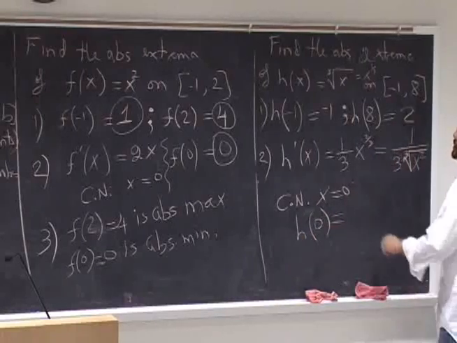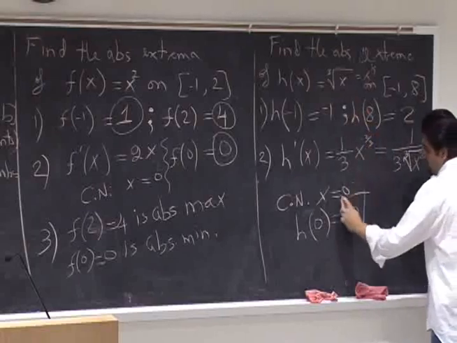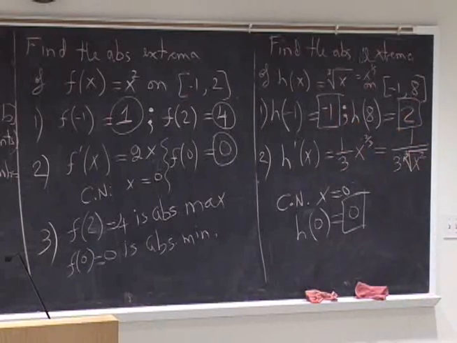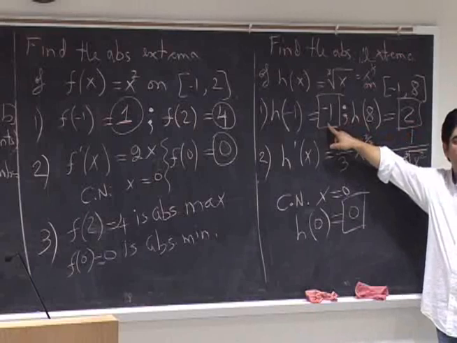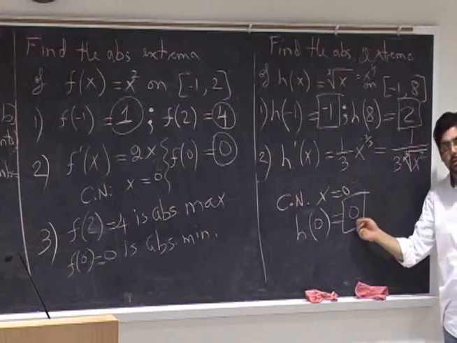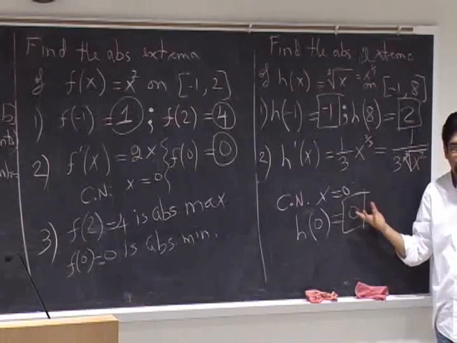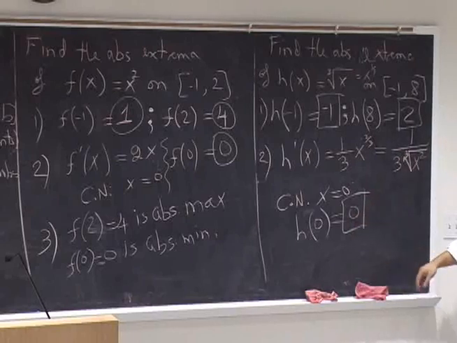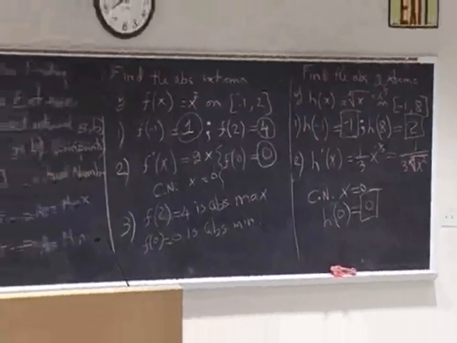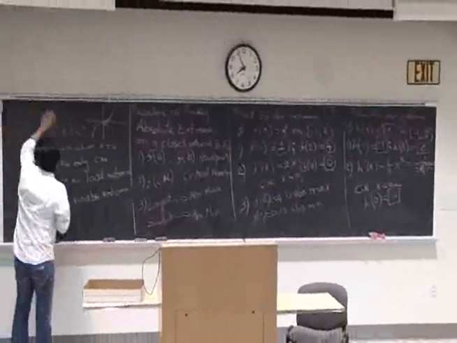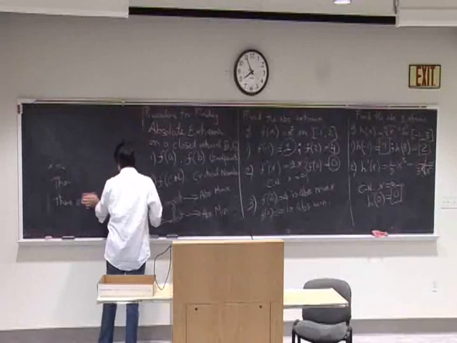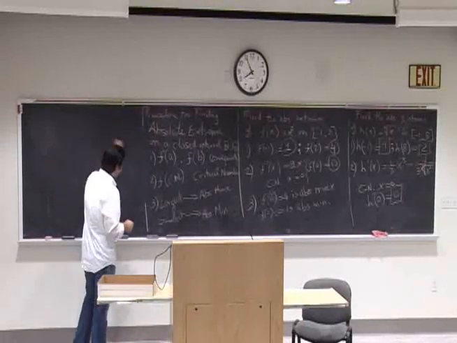h at 0 is 0. Therefore, you're comparing these three values. The smallest is the absolute min, the largest is the absolute max. And this is just a critical number. So that tells us how to find absolute maxes and absolute mins. To study the other properties of functions, we need some more results about local extreme values.